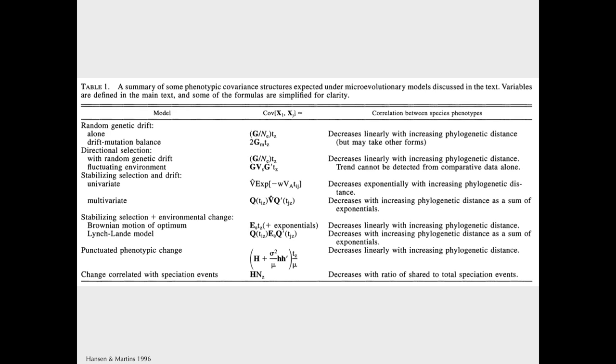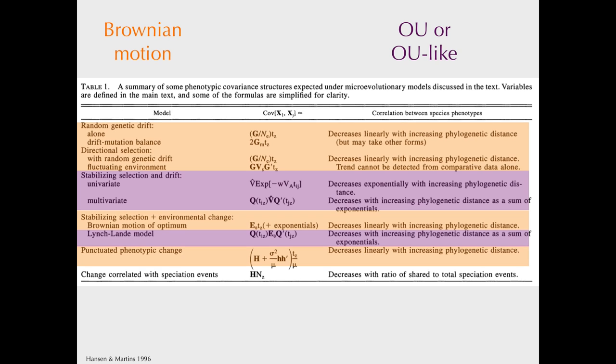This is a small table from a paper by Hansen and Martins. This is a great paper. This paper links microevolution and macroevolution. And the thing I want to get from this table are the covariances. All the ones that are orange here have covariance that's proportional to time, like Brownian motion.